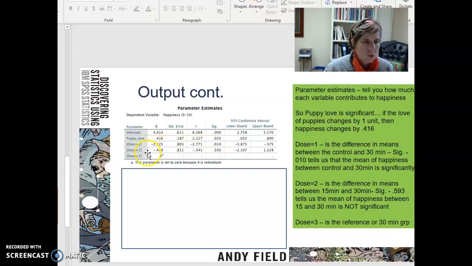Dose 1 versus dose 2. Dose 1 is the difference in means between the control and 30 minutes, and it's significant. All right. And dose 2 is the difference between the 15 and 30, and it is not significant. All right. So these output parameters ultimately are giving us information about how much happiness changes as a result of the dose or as a result of puppy love.